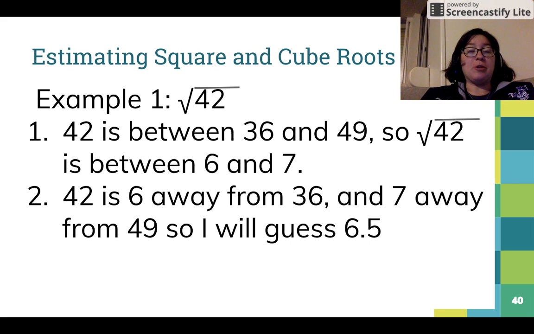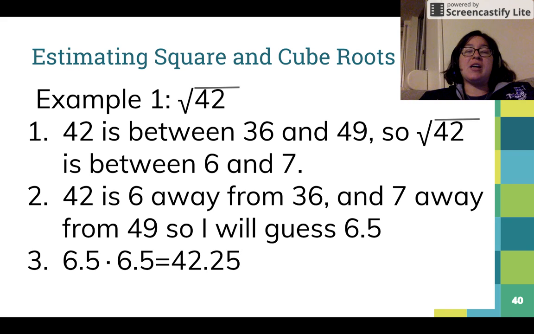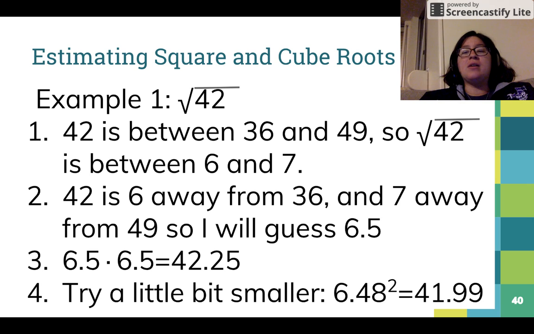Because I'm looking for a square root, I'll take 6.5 times itself 2 times, and I'll get 42.25. That estimate is pretty good, but it's a little bit over. So I might adjust possibly to 6.4. Maybe just a tiny bit smaller, 6.48. And that is very close at 41.99.